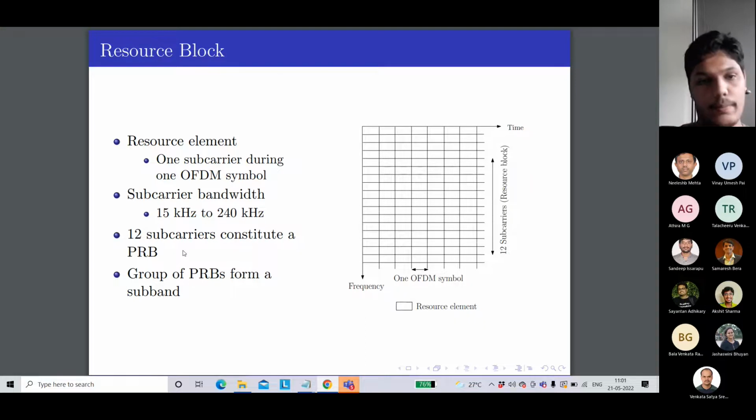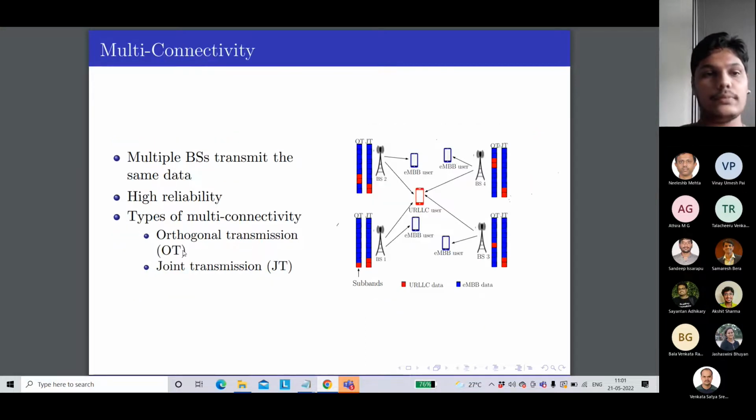Now let's see about multi-connectivity. So what is multi-connectivity? In it, multiple base stations transmit the same data. Therefore, the reliability increases because the probability of failure decreases, because you're transmitting the same data from all the base stations. There are 2 types of multi-connectivity. The first one is called orthogonal transmission, and the second one is joint transmission. We'll see about these 2 transmissions now.